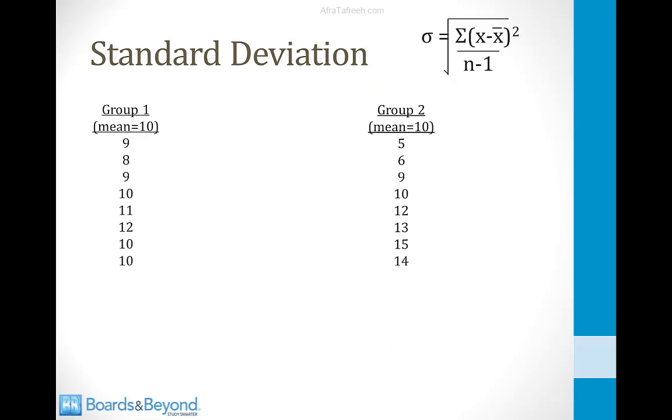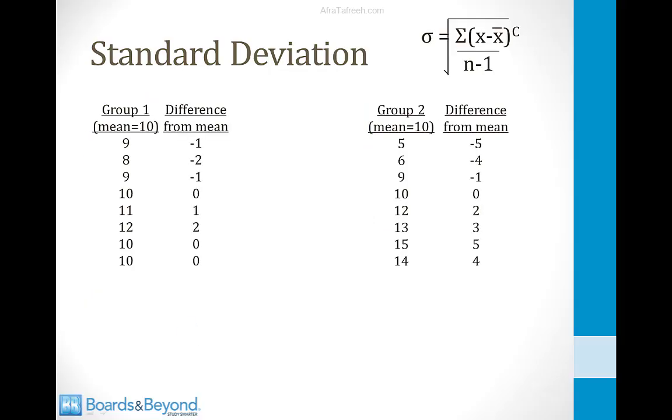So let me show you how you would do this for 2 different data sets. So we've got group 1 over here represented by these numbers right here, and the mean of all those numbers is 10. And then we've got group 2 over here represented by these numbers. So the first thing that we're going to do is determine the difference from the mean of 10 for each number. So 9, for example, is -1 from that mean, and 12, for example, is +2 away from that mean. And we're going to do the same thing over here for group 2. And so we get a collection of numbers that represent the difference of each data point from the mean.